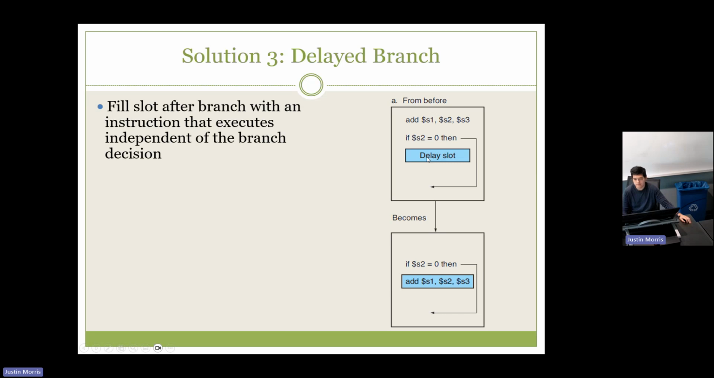Then you'd have to make sure it doesn't throw a dependency. For this example, it looks like it would be dependent if you shoved it in the delay slot. Exactly. It has to be independent of the branch instruction's control as well as the branch instruction itself. So if this was writing to S2, you can't put it in the delay slot. It's independent of the control, but it's not independent of the branch. Okay.